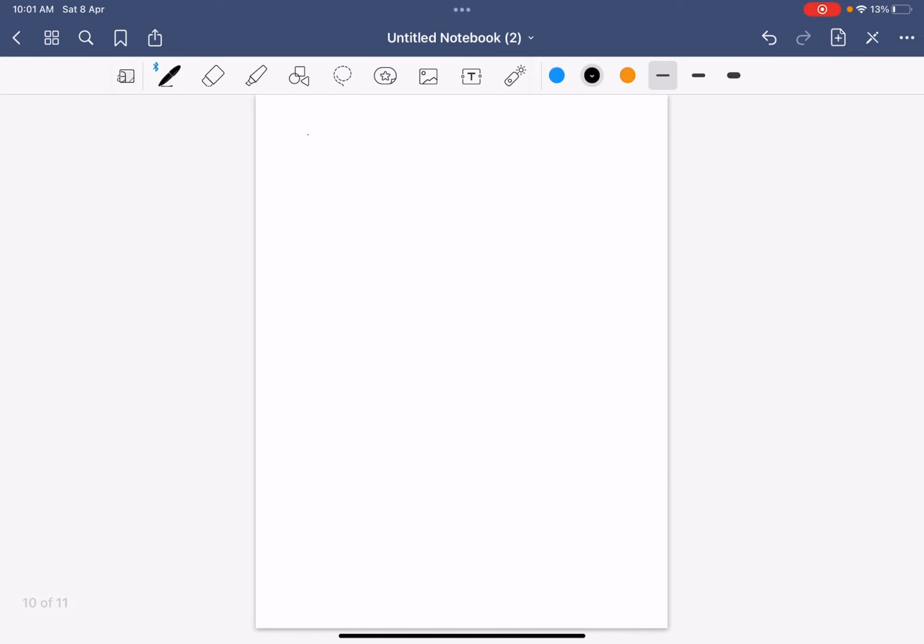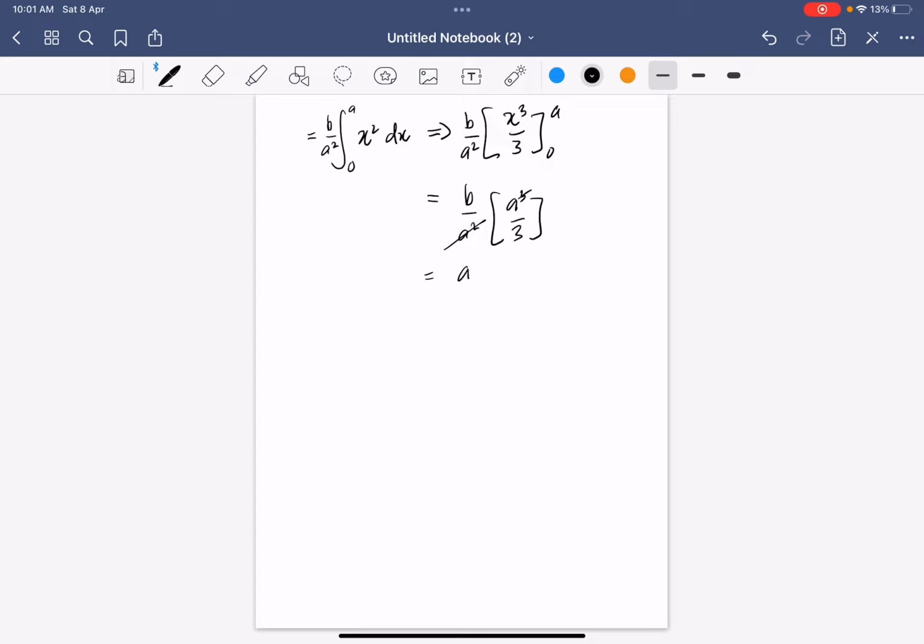From 0 to a, b over a squared, the integral of x squared dx. By integrating, you get x cubed over 3, from 0 to a, times b over a squared. Let me check, yeah, correct. Substitute the x with a. So this becomes a cubed over 3, and simplifying, we get that the area is equal to ab over 3. So this is the area.